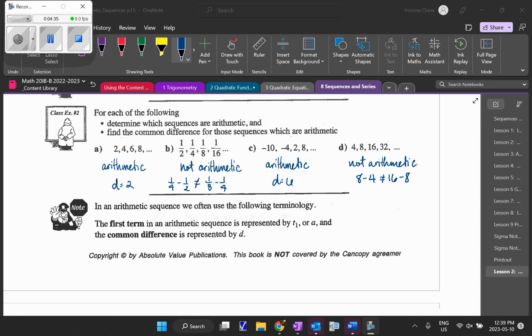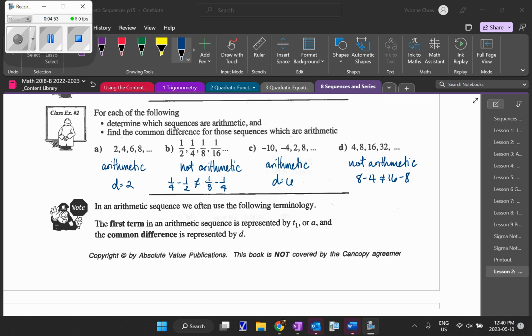For C, it is once again arithmetic, and our common difference is 6, because it's going up by 6 each time. And for D, it is once again not arithmetic, because there is no common difference.